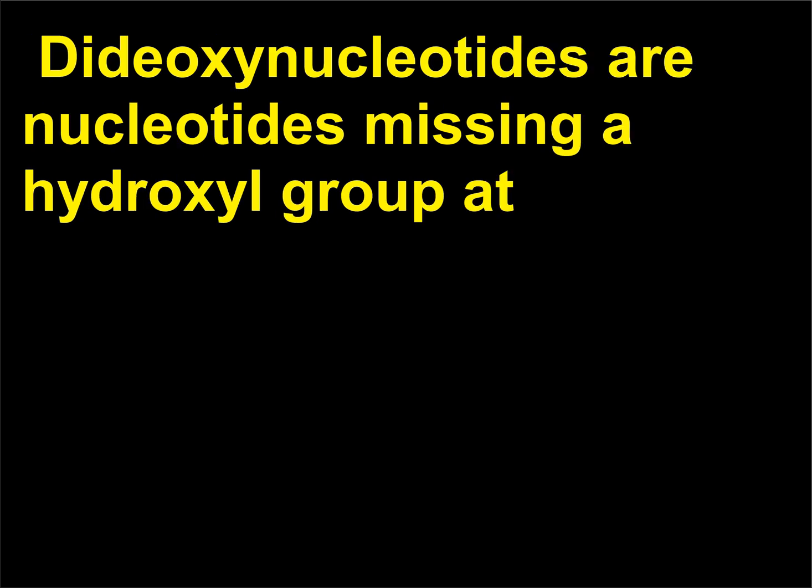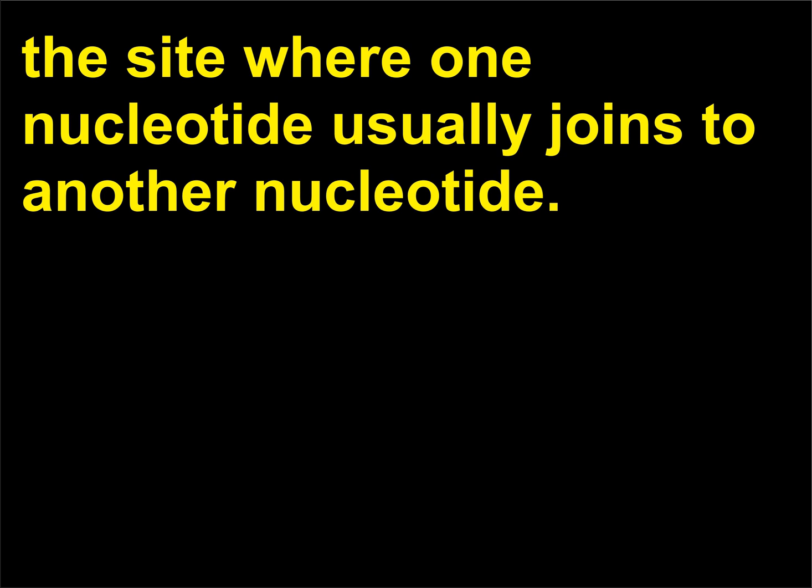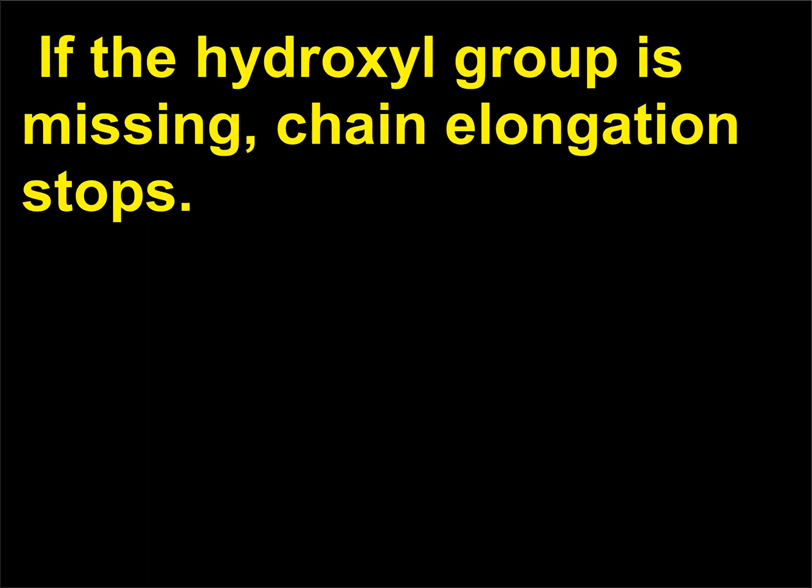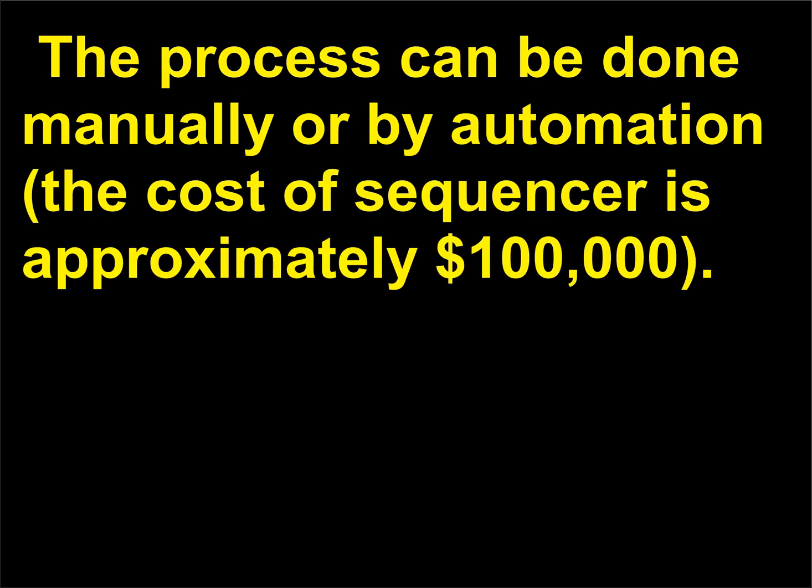Dideoxynucleotides are nucleotides missing a hydroxyl group at the site where one nucleotide usually joins to another nucleotide. If the hydroxyl group is missing, chain elongation stops. The process can be done manually or by automation. The cost of a sequencer is approximately $100,000.